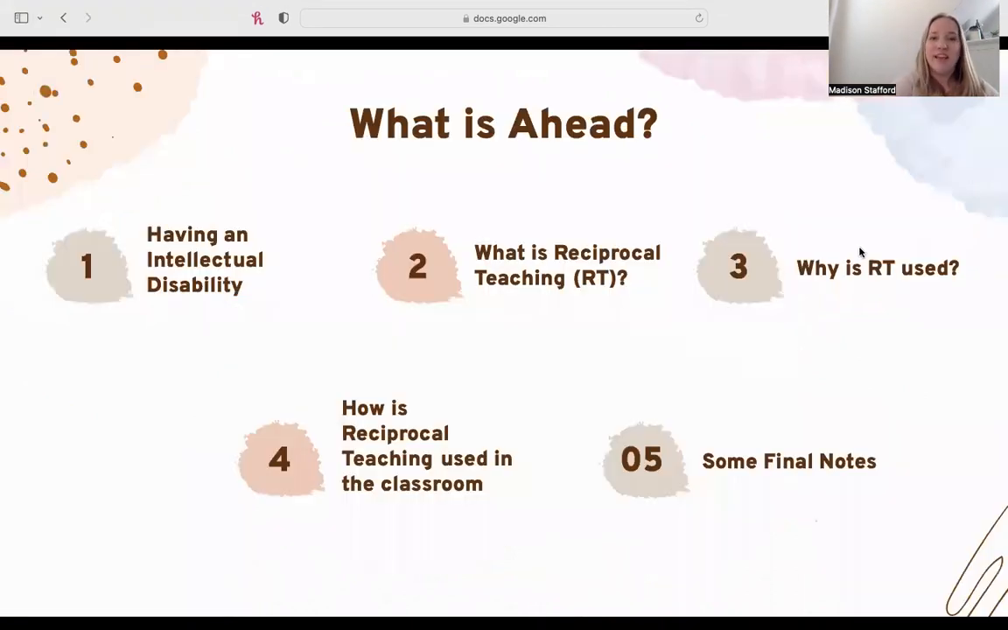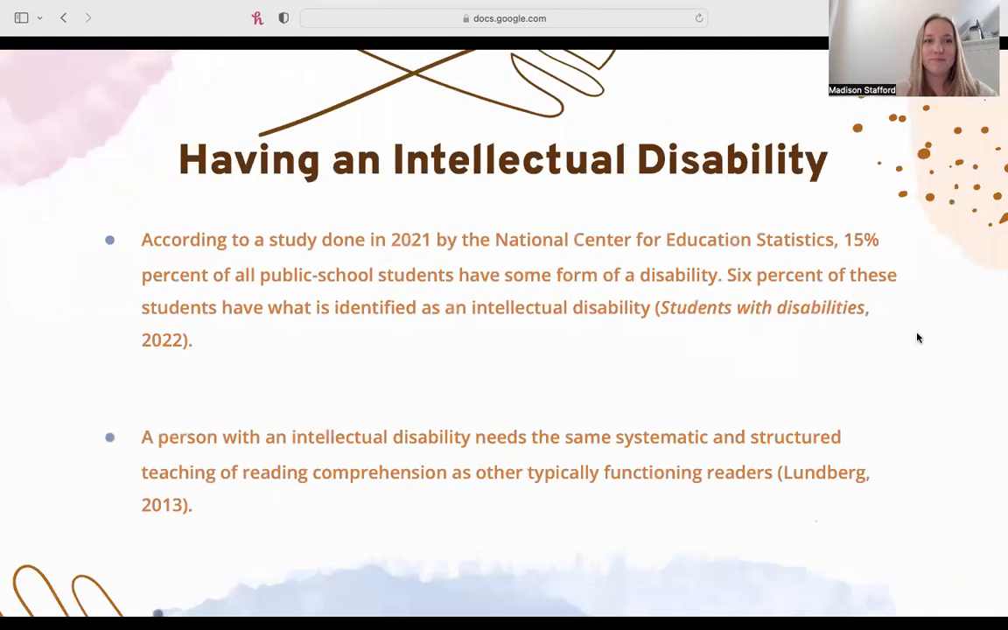So, what's ahead? Today, we're going to be talking about what reciprocal teaching is, and we're going to talk about what it means to have an intellectual disability. And of course, we're going to be talking about the strategy that has been found to be very effective in helping students with intellectual disabilities. The strategy we're going to be focusing on, like I said, is reciprocal teaching and what that is. We're going to talk about why RT is used and how it can be used in the classroom. And then I will leave you with some final notes.